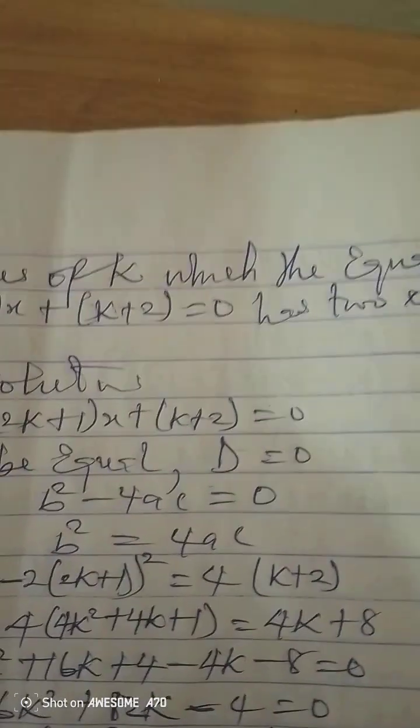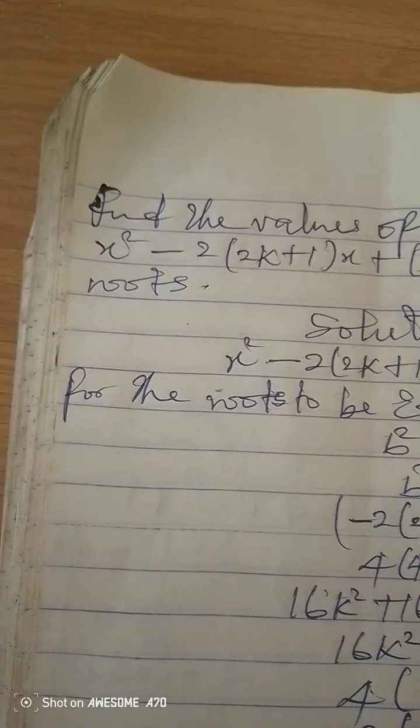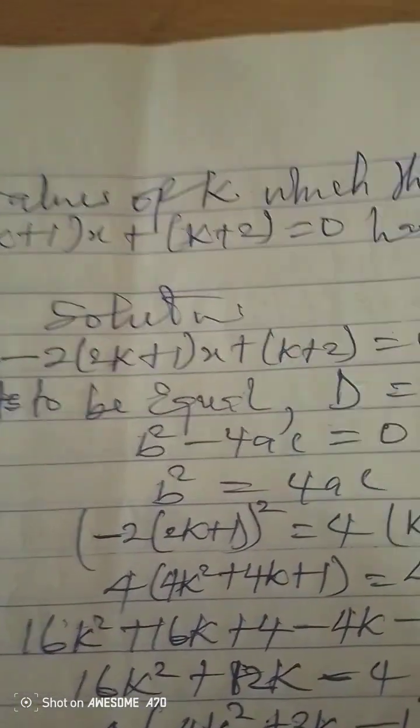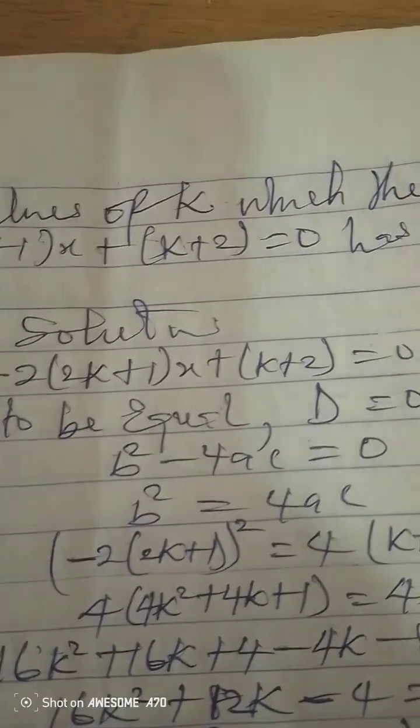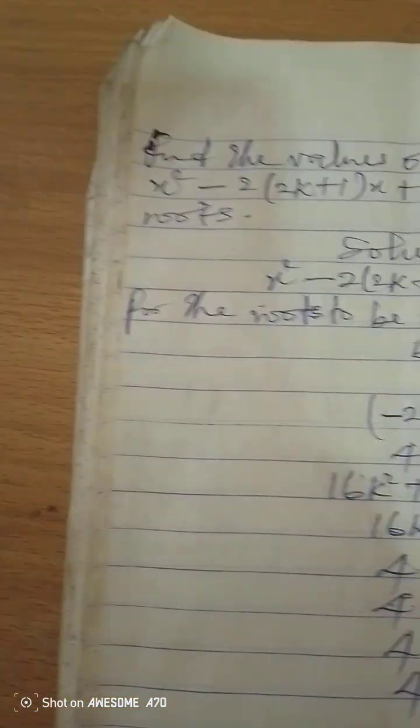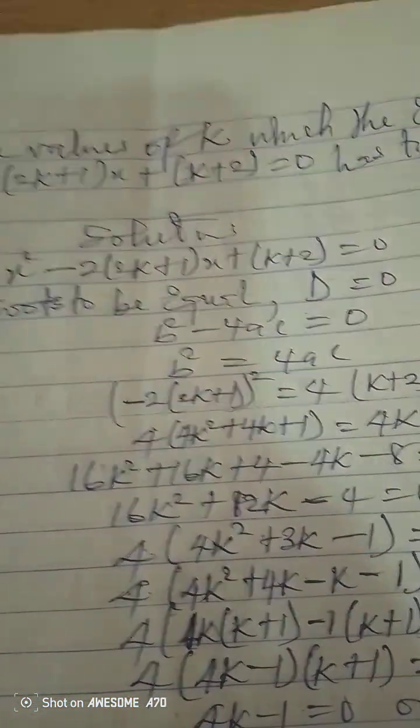In our class today, we will consider algebraic questions from past IGCSE questions. Here comes the first question. Find the values of k for which the equation x squared minus 2(2k plus 1)x plus (k plus 2) equals 0 has two equal roots. Here comes the solution.